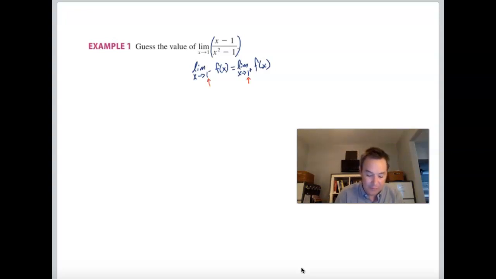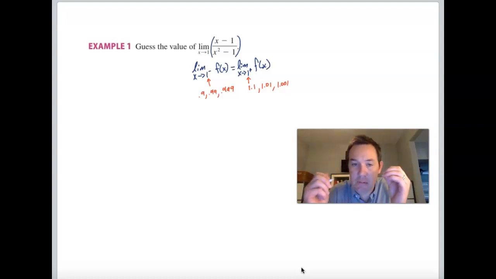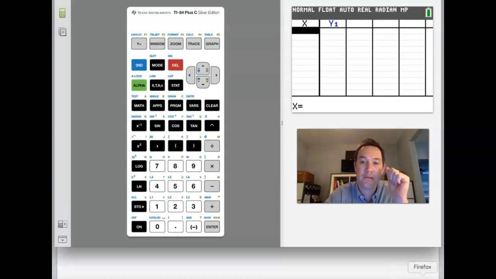So values to the left of 1 that are close to 1 are things like 0.9, 0.99, 0.999, and so on. And values to the right of 1 that are close to 1 are like 1.1, 1.01, 1.001. You can start with larger numbers if you want, but what you need to remember is what we really only care about is what's going on as we get infinitely close to 1 from both sides.